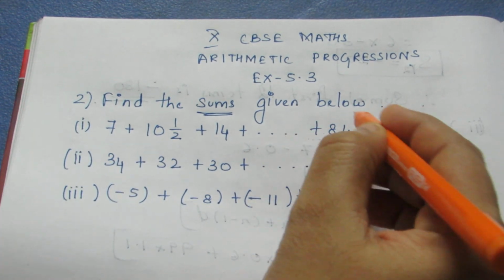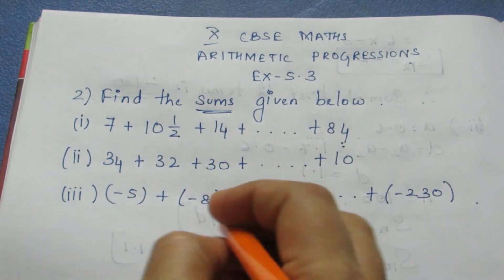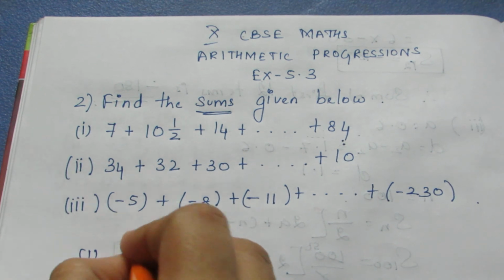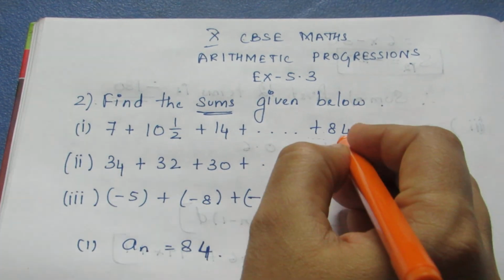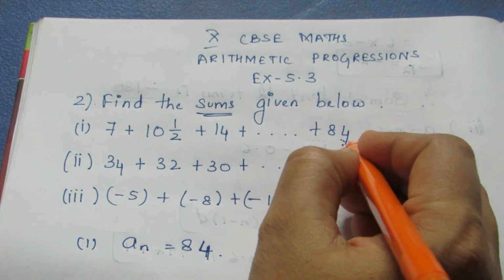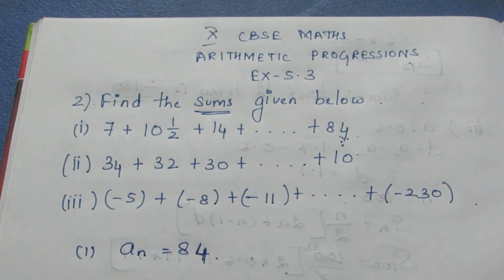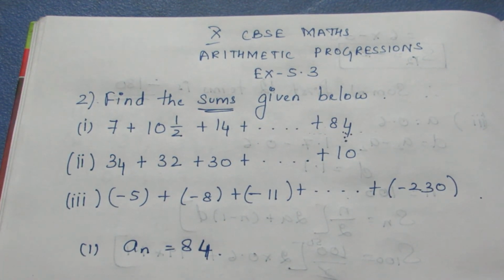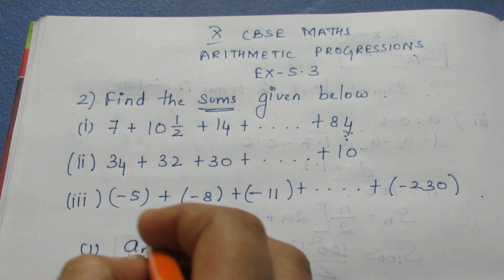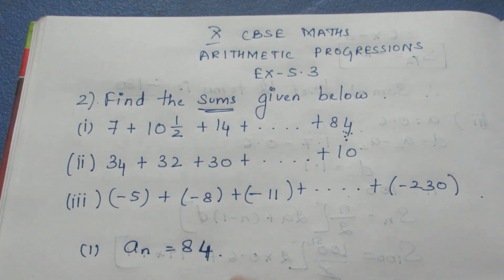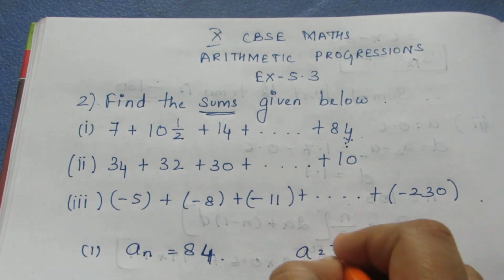In that case, if we need to find n, always take the last number as an. So if I take an to be 84, if I know the position of the last number, then we can find the total number of elements. So if we find the last number's position, we can find the total number. So I am writing an to be 84. We know a to be 7.